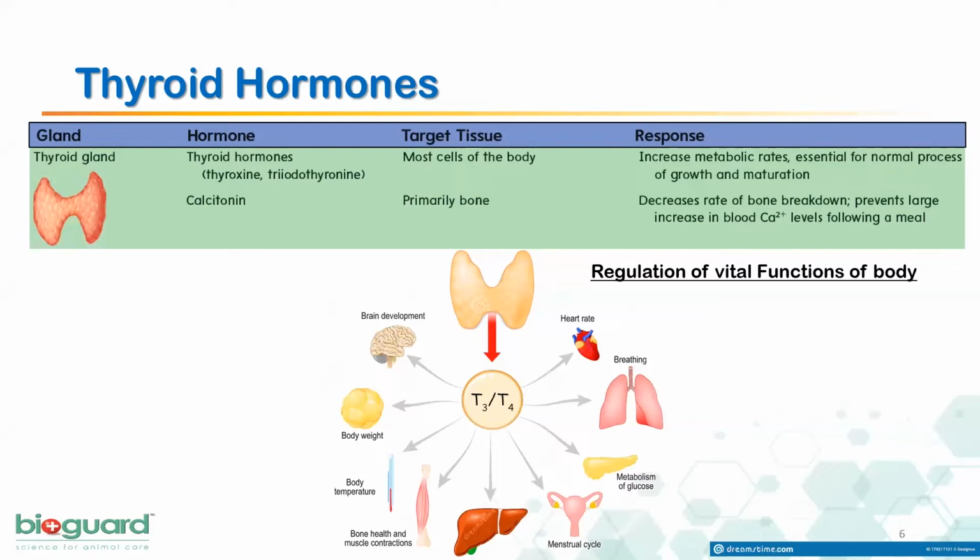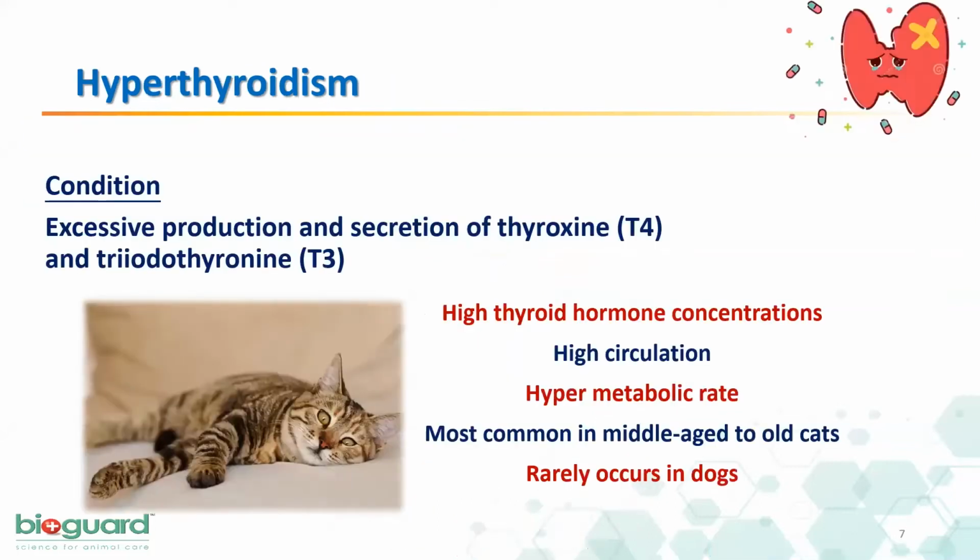So for that, we need to be quite careful to identify these kinds of disorders early. One of the disorders we're going to talk about today is hyperthyroidism, and especially with respect to cats, we will discuss it in more detail. As the name suggests, hyperthyroidism is the hyperfunction of the thyroid gland, where an excessive production and secretion of thyroid hormone, both T3 and T4, is happening. Due to this hyperfunction, the thyroid hormone concentration will increase in the blood, and the thyroid hormone will be circulating at high concentration, which will indeed increase the metabolic rate.